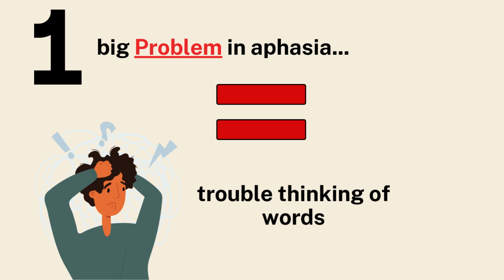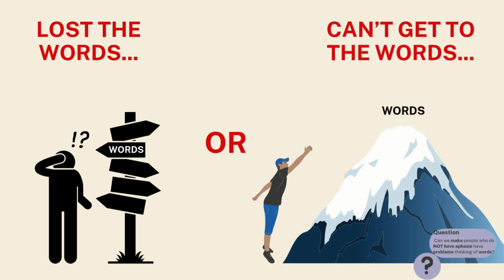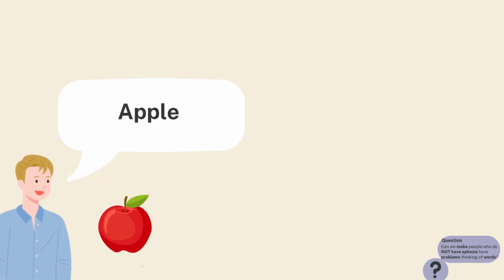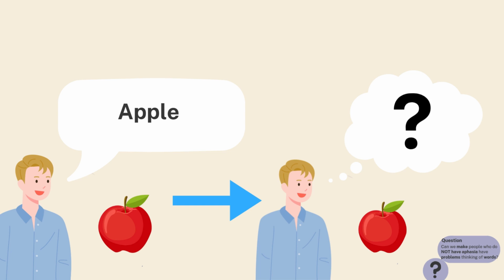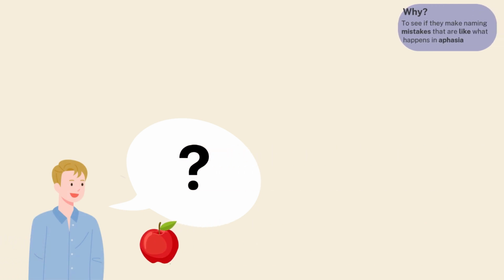We don't really understand why this happens. It could be that they have lost the words, or it could be that they just can't get to the words. We wanted to figure this out. We decided to test this by doing an experiment with people who do not have aphasia, because we know they haven't lost their words. So, if we can make them have trouble thinking of words, we will know that this problem can happen even if the words are still there.